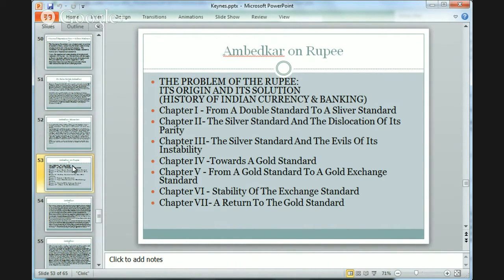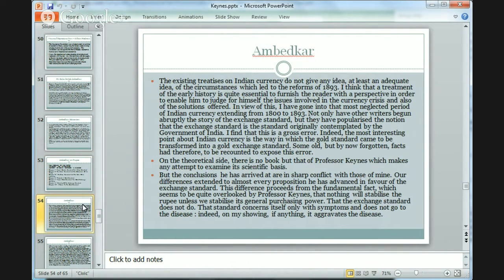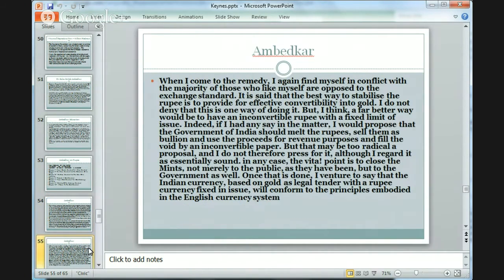In the gold exchange standard, there is a parity which is fixed by the government, like it is going to buy silver at this particular amount of gold. So that's the thing. And Ambedkar actually starts, and he puts these problems which he claims that Professor Keynes has overlooked, like what is the problem if the government fixes the price of gold or silver.